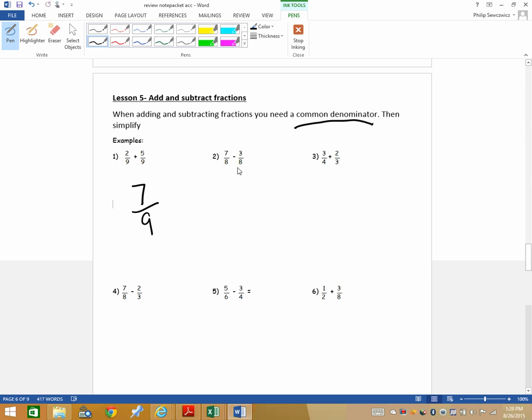So common denominator, yay! So we can go ahead and subtract this time. So 7 minus 3 is 4. So we do have 4/8, but yeah, that does simplify. It breaks down to 1/2 there. So there's our official answer.